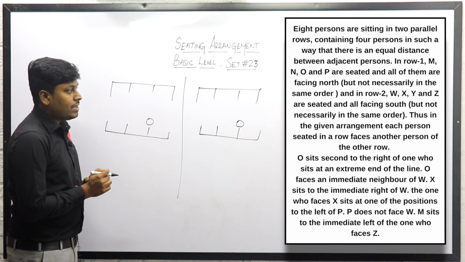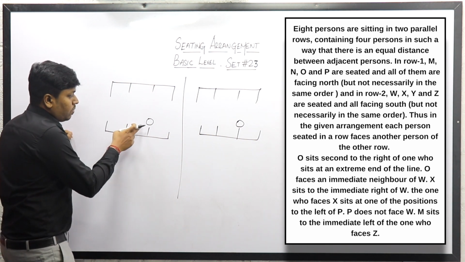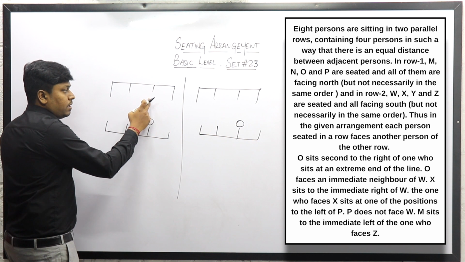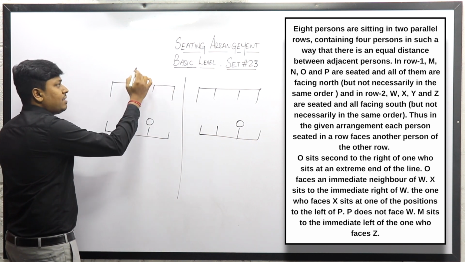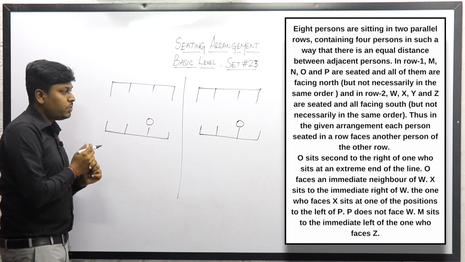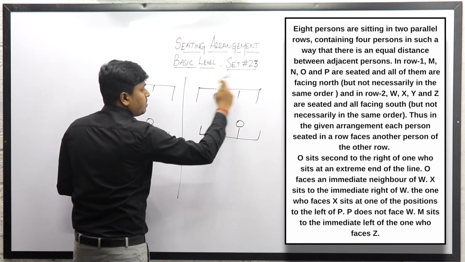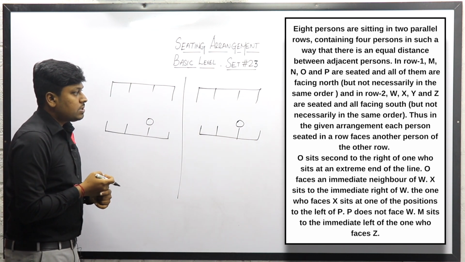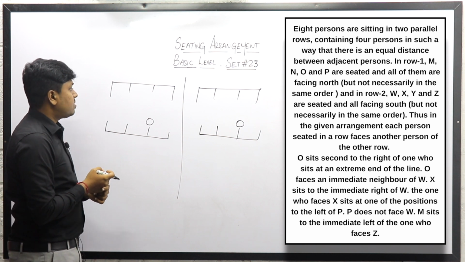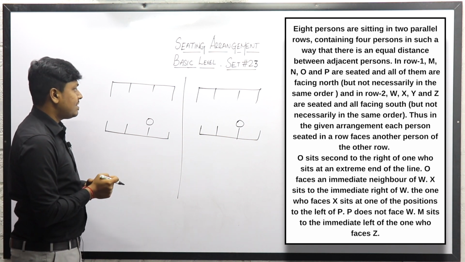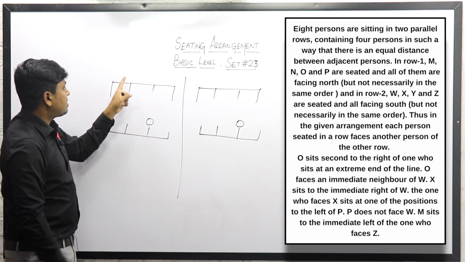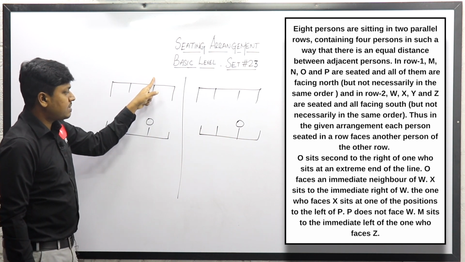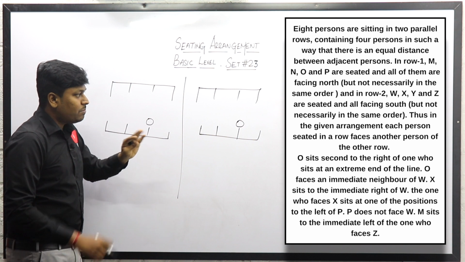Okay, next, O faces an immediate neighbor of W. So this is the person who is facing O, and this person's immediate neighbor is W. Either we can place W here or else we can place W here, right? Similarly, in the other diagram, either W should be placed here or W should be placed here. X sits to the immediate right of W. So on W's right hand side immediately X is sitting. If I fix W here, then on the right hand side X should be placed here. So we are getting many possibilities. Let me move on to the next point.